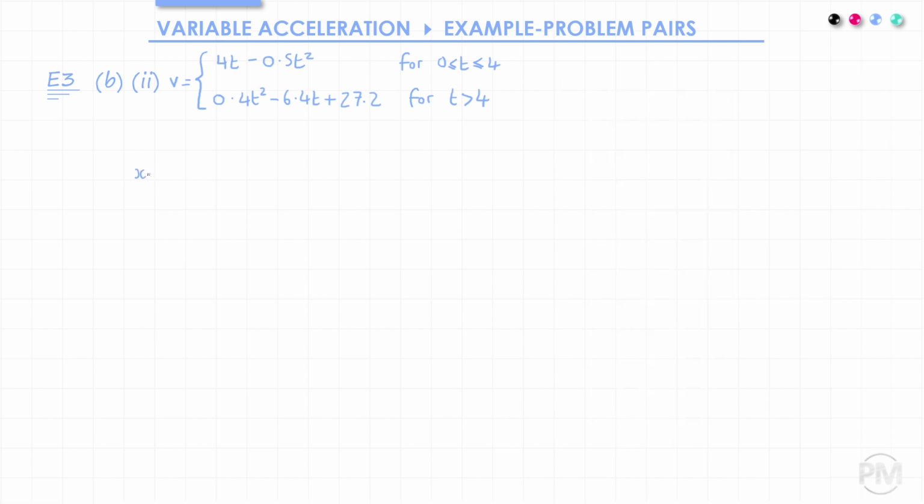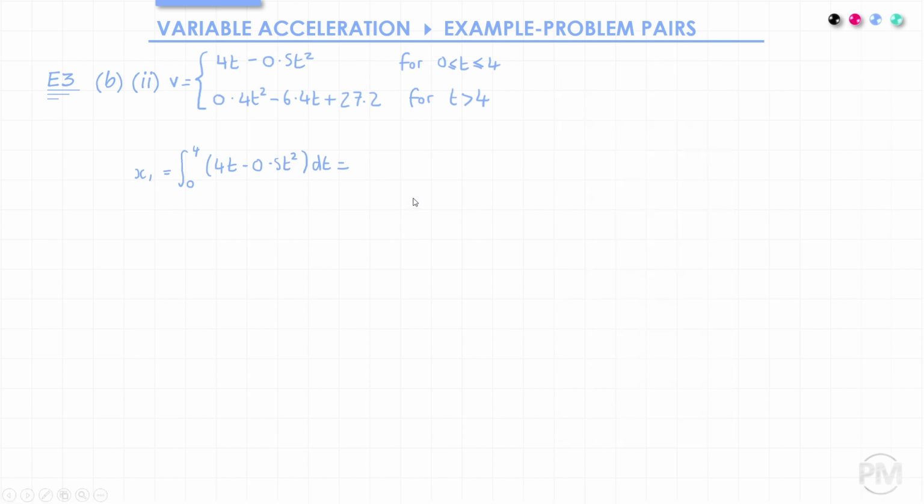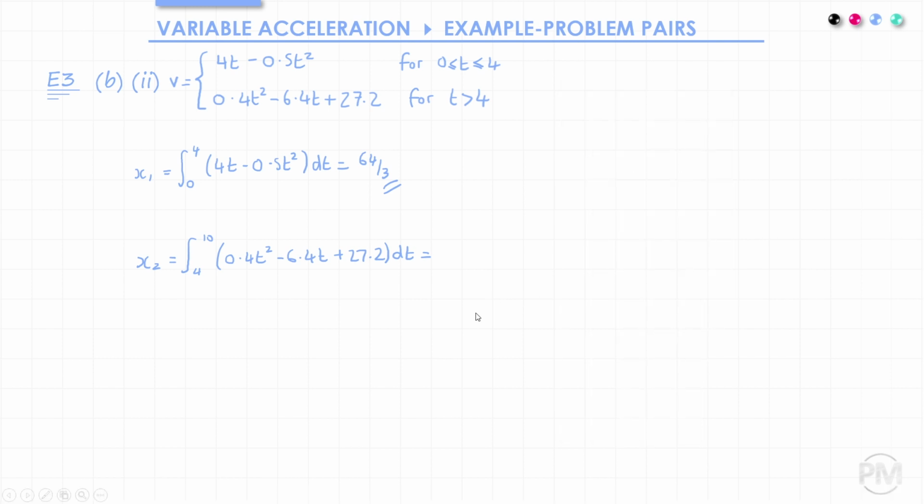So we'll start by calculating the first displacement, which we'll call x1. We need to integrate between 0 and 4 for the first function. As we've already done this calculation, we can just modify the limits on our previous calculation. That gives us 64/3. We'll call the second region x2, and we need to integrate between 4 and 10 with the second function. For that part, we get 96/5.